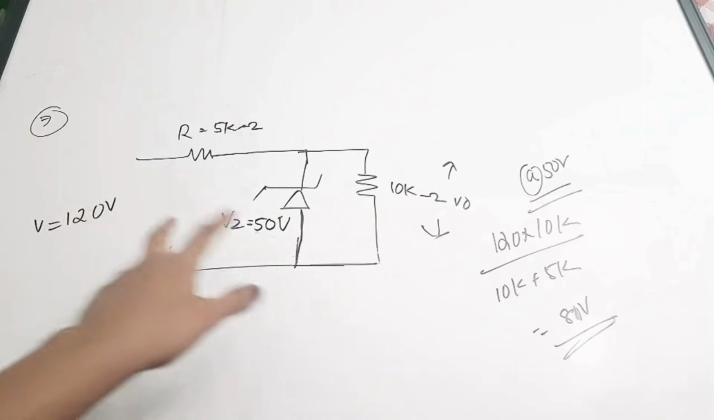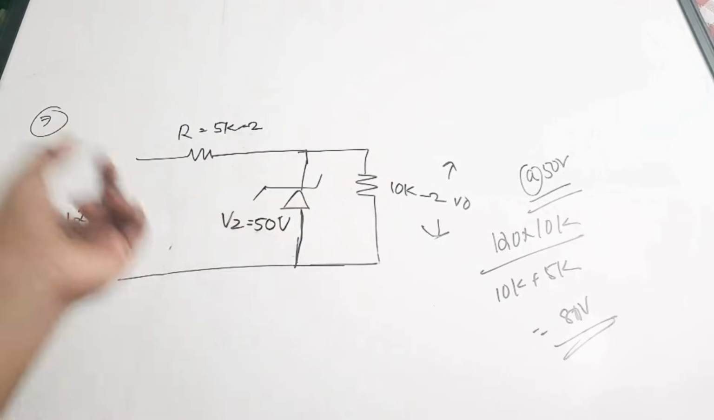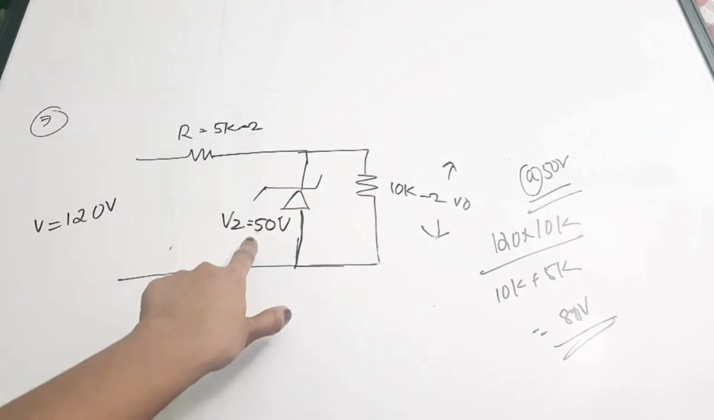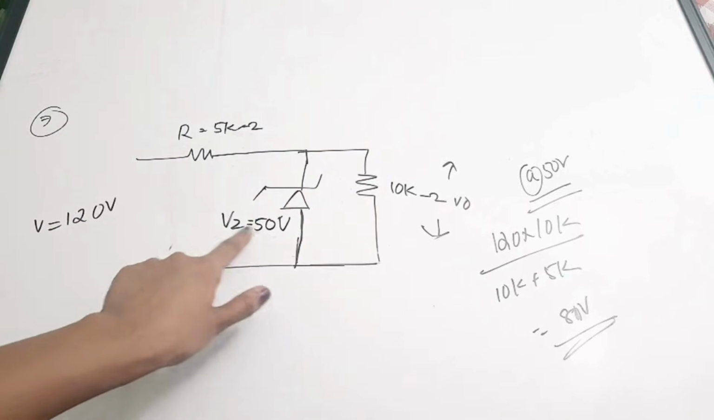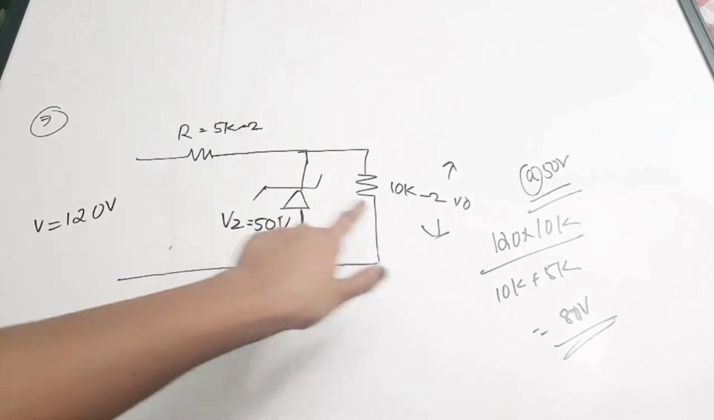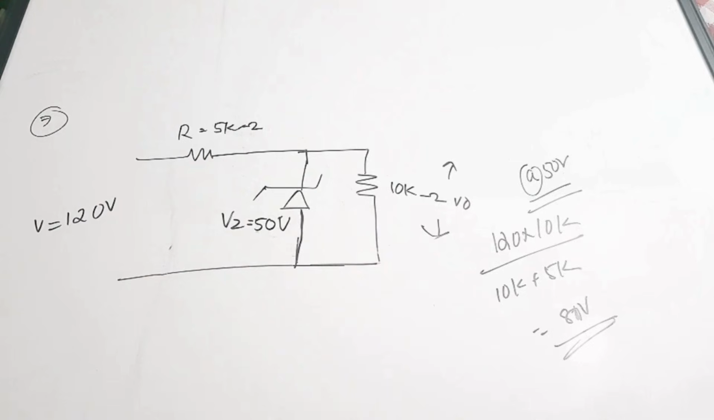Due to the breakdown property of the Zener diode, when it undergoes breakdown, there is a constant voltage drop, right? That is nothing but Vz, which is equal to 50 volt, same as here also. Correct answer is option A, 50 volt is the correct answer for the 7th question. Moving on to the 8th question.